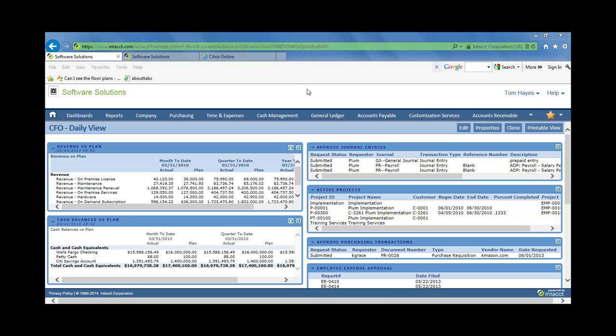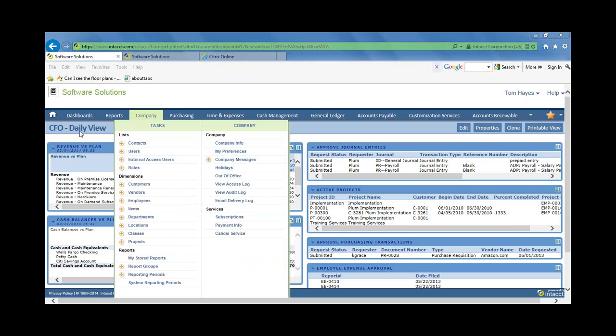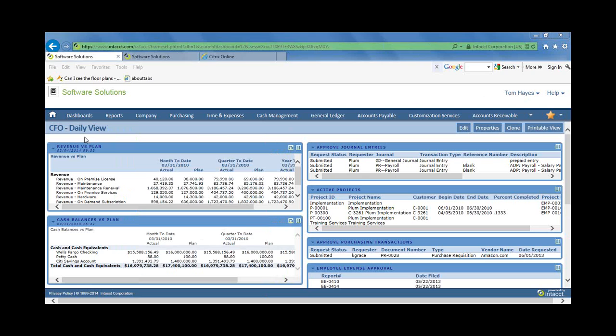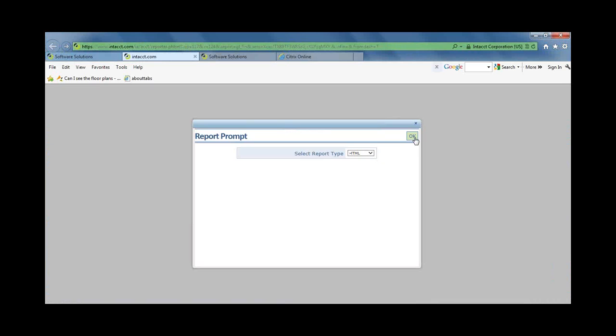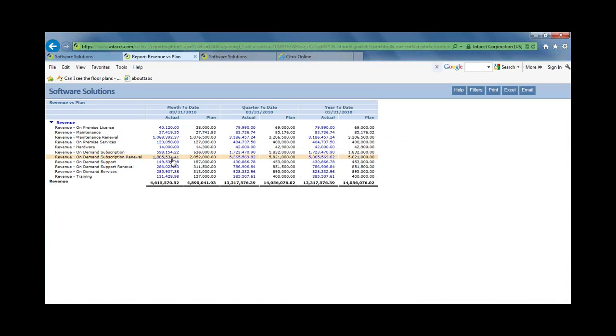Okay, so everyone can see my screen. I'm logged in as Tom Hayes, and on the landing page, I'm entered in on the CFO's daily view. In this case, this is the dashboard that comes up, and it's really the key information that this CFO wants to have on a daily basis, in a sense. So revenue versus plan, really capturing that type of data, and being able to not only look at the report, but also be able to drill in and take a look at any of the transactions that happen within that.